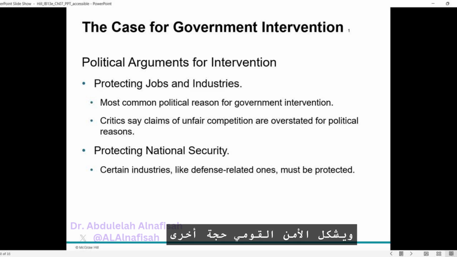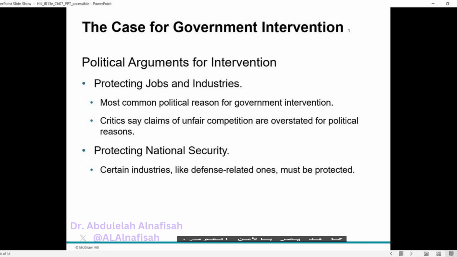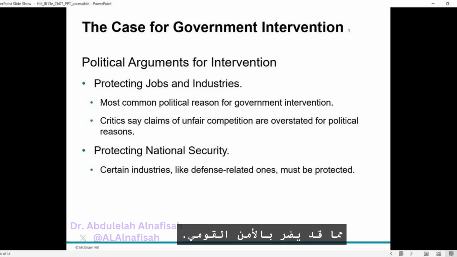National security is another argument for protectionist measures, particularly for defense-related industries like aerospace and electronics. The Trump administration used this rationale in 2018 to justify tariffs on steel and aluminium imports, although critics argued that these tariffs increased costs for U.S. defense contractors, potentially harming national security.